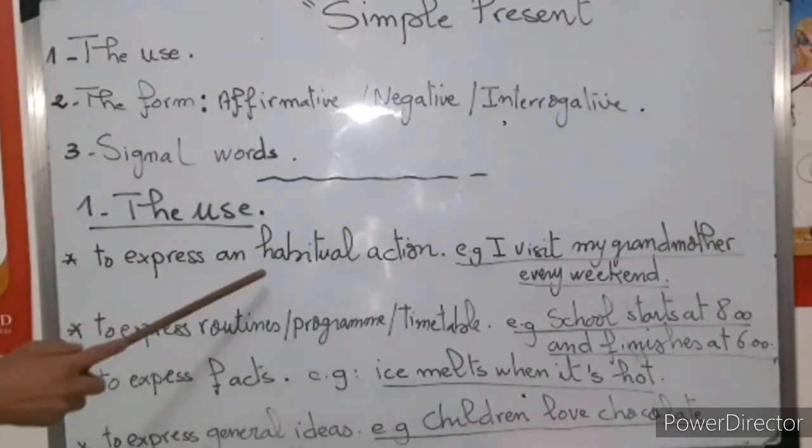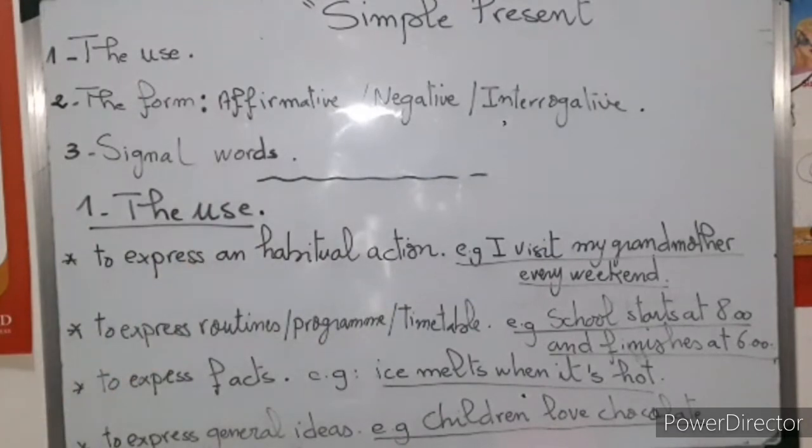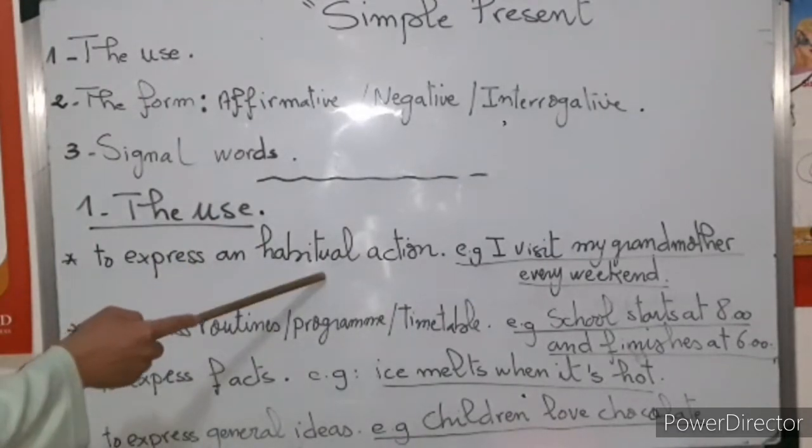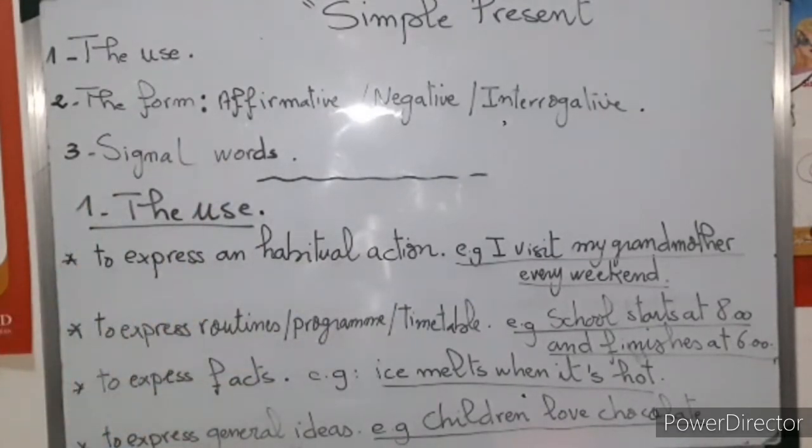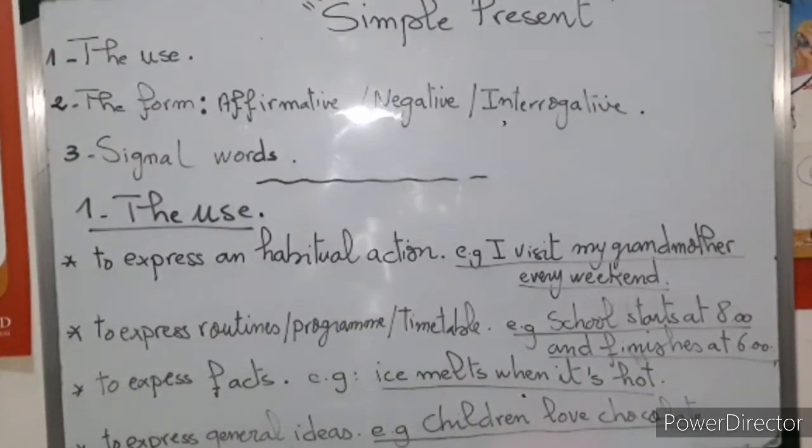So let's repeat them, please. Habitual action, which means l'habitude. Program, timetable, schedule, routines, un programme. Facts, for example, when I say scientific facts, des choses scientifiques, for example, 1 plus 1 est égal 2. And to express general ideas, des idées générales. So these are the 4 uses. Let's move on to the form.